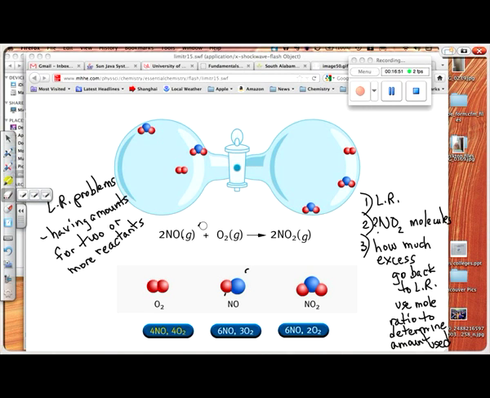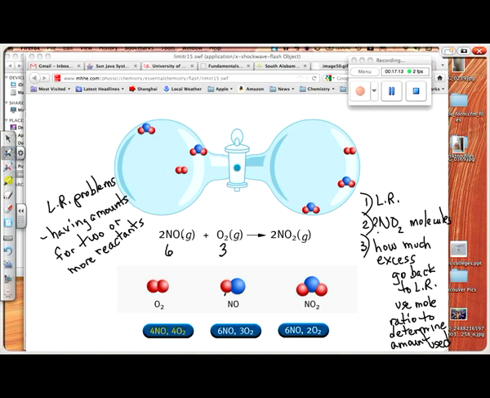All right, new scenario. 6 molecules of NO, 3 molecules of O2. 6 divided by 2 is 3. 3 divided by 1 is 3. So I've got the exact stoichiometric ratio. Neither one is limiting because I get exactly the same number.